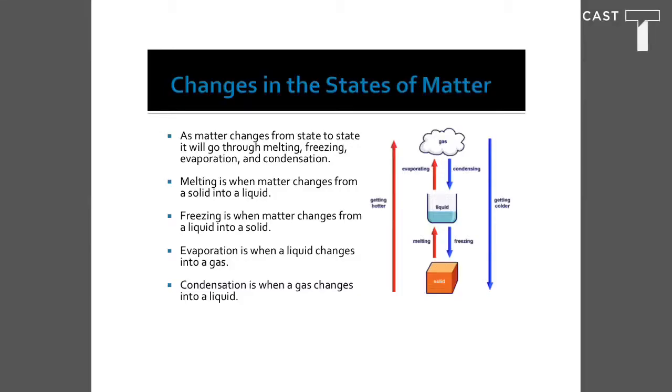As matter changes from state to state, it will go through melting, freezing, evaporation, and condensation. Melting is when matter changes from a solid into a liquid. Freezing is when matter changes from a liquid into a solid. Evaporation is when a liquid changes into a gas, and condensation is when a gas changes into a liquid.